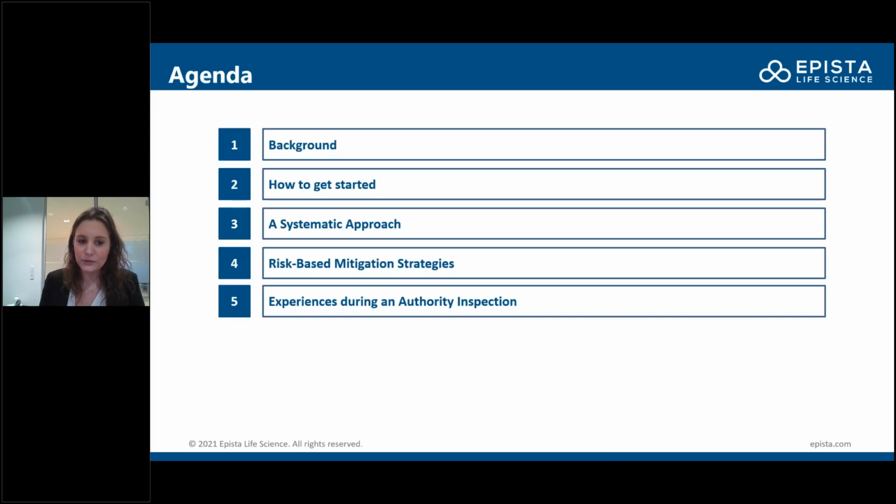The agenda for today is, first of all, going a bit into the background. Why are we taking up this topic? Why are we talking about data integrity assessments? Then we're going to be going over to how to get started with your data integrity assessment. What are the things that you need to think about first? Then I will be introducing the systematic approach that we have been developing. And then also go into how can you use this assessment approach to then actually define your mitigation strategies. And last but not least, I will also be sharing the experiences that were made with this approach during an authority inspection that was focusing on data integrity.